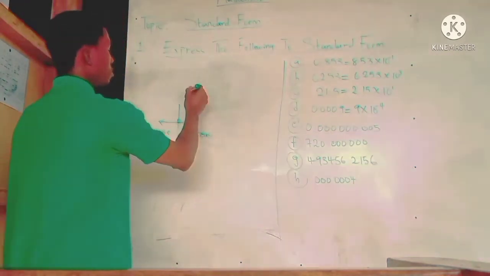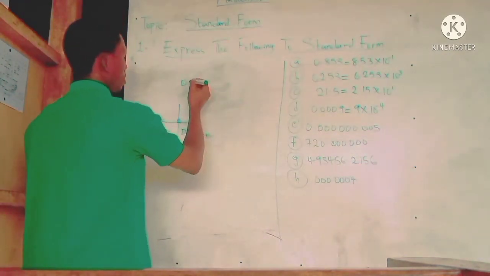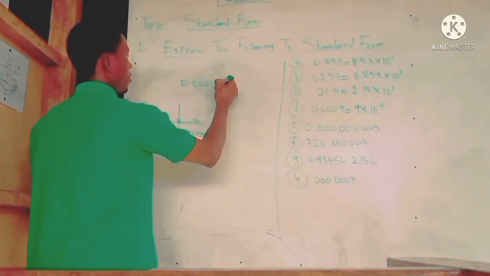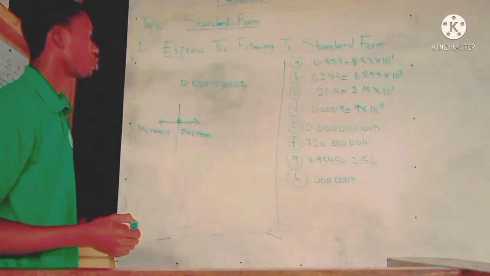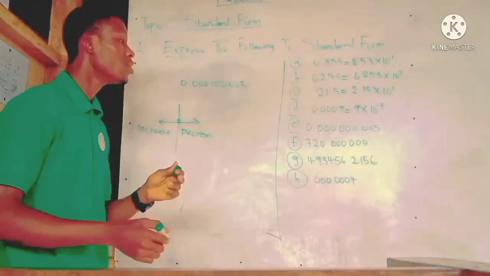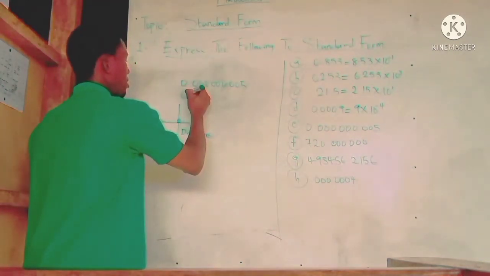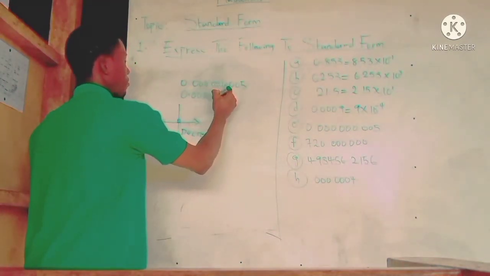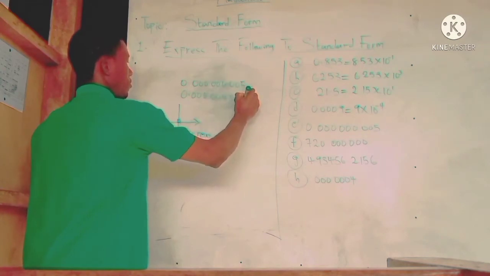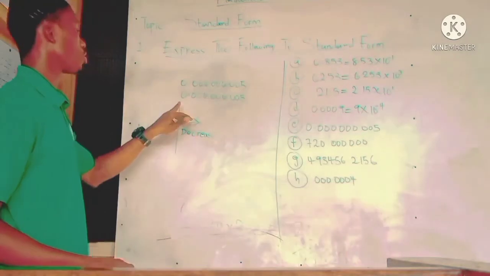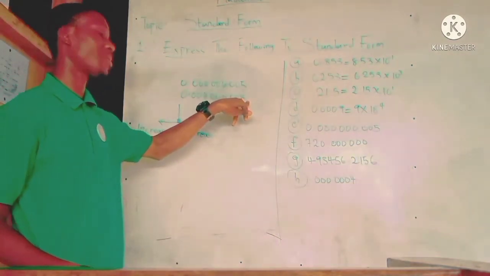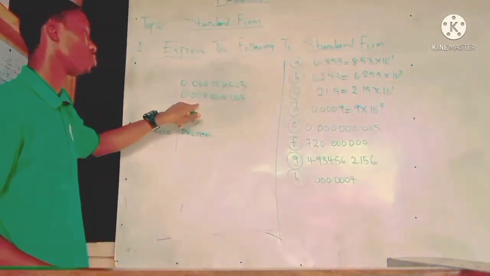We have 0.00000005. Now we're told to convert this to standard form, right? So we just come over here, repeat exactly the same numbers. And now here is where we do the main work. So we're going to move our decimal point and stop exactly at the very first nonzero number, past these zeros and this zero.